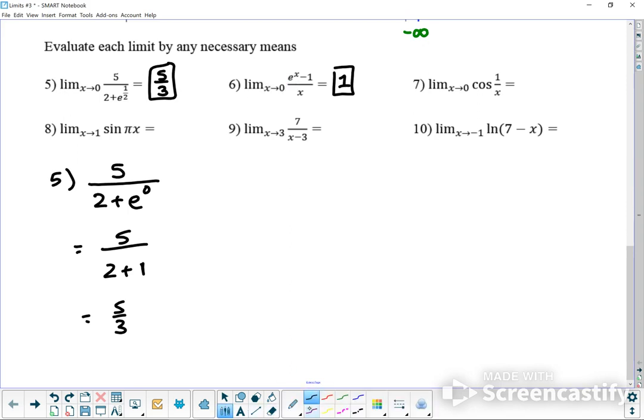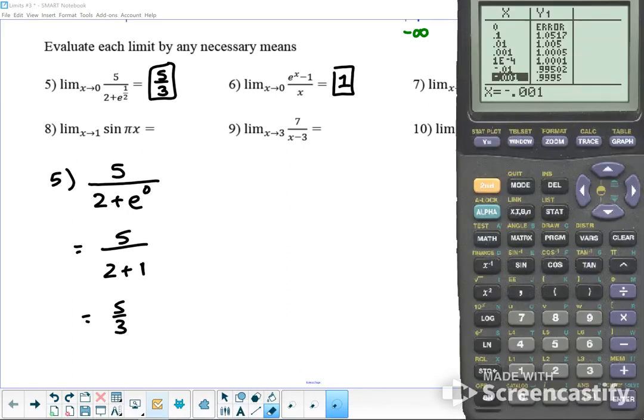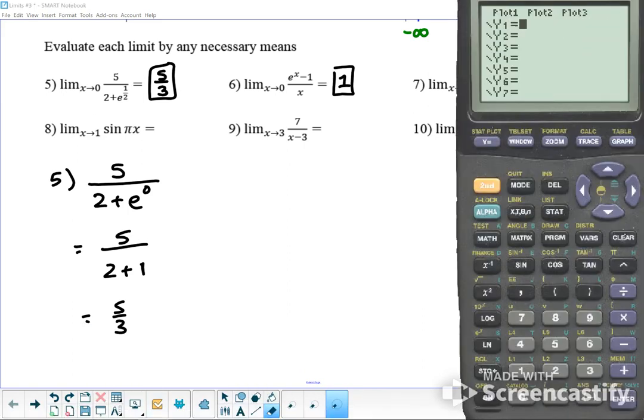Okay, this one again, number 7. If I plug in a 0, I'll get cosine of 1 over 0, and we know that we can't do that. So we obviously can't do cosine of 1 over 0. So we're going to have to look at either the graph or a table. So that's cosine of 1 divided by x.